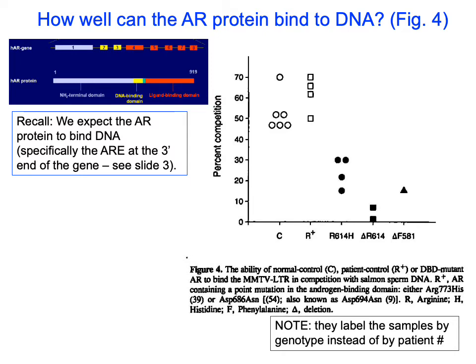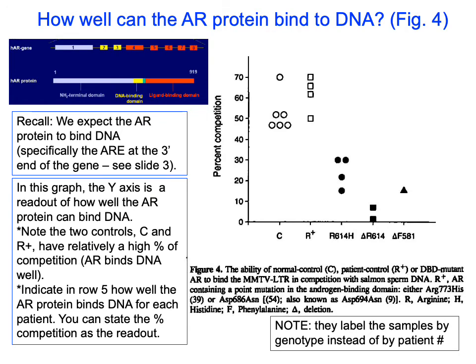Especially because they found mutations in that yellow DNA binding domain in the patients, you might predict that the AR protein in the patients will not bind to DNA as well. And in fact, that's what they see. So figure 4, in this graph, we are going to consider that y-axis as a readout of how well the androgen receptor protein binds DNA. Note the 2 controls are C and R+, so they have a relatively high % of competition, which means the AR binds DNA well.